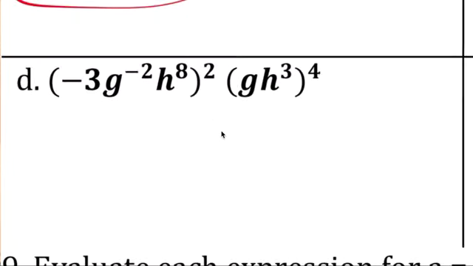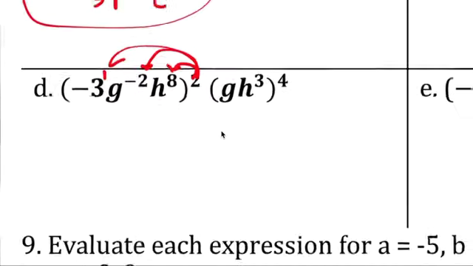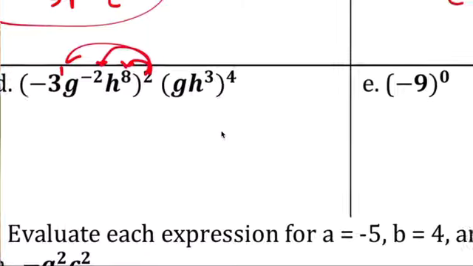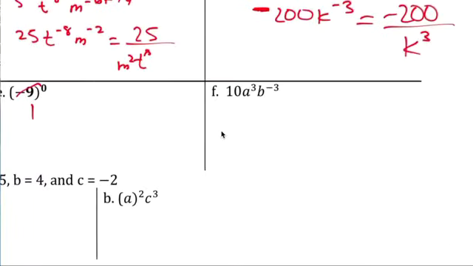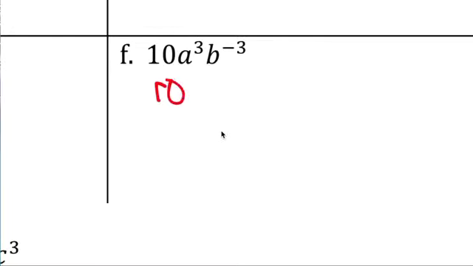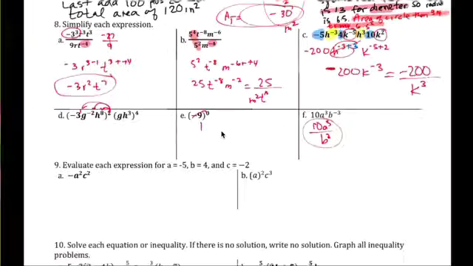And here, exponent of 1, distribute, distribute, distribute, and then add the ones with the same exponent, right? Do that. And this is to the first power, right? This is 10a to the third over b to the third. Nothing else you can do.